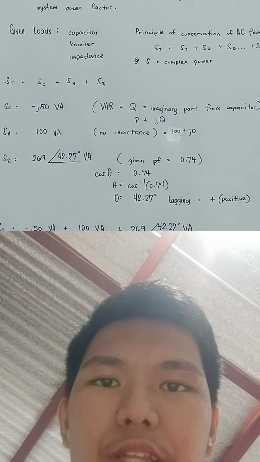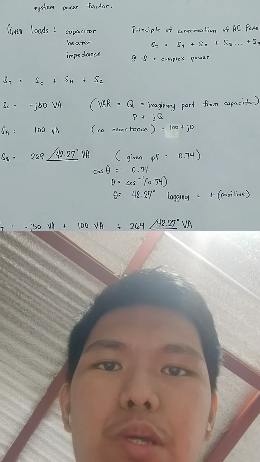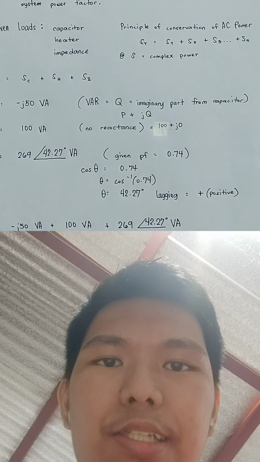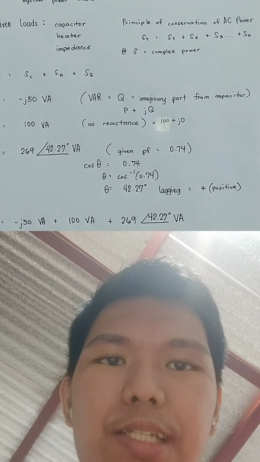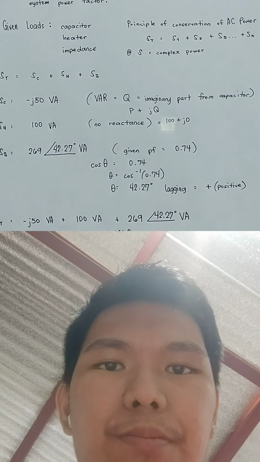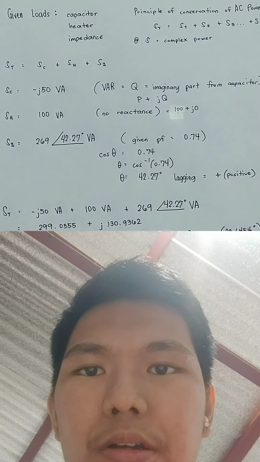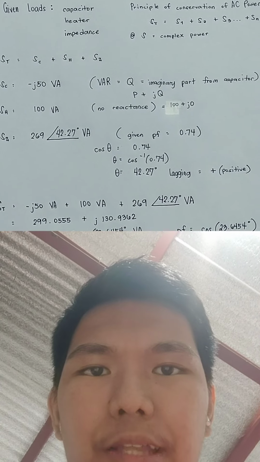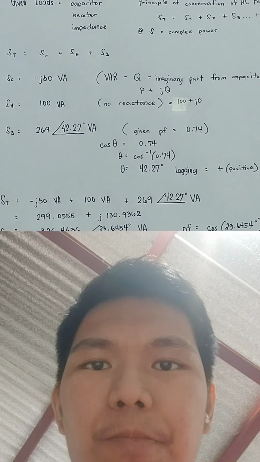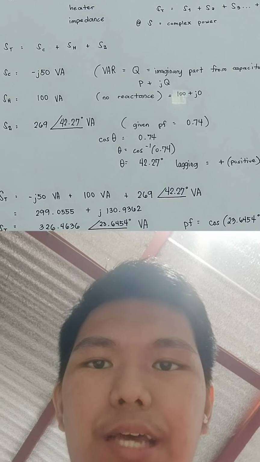As we can see, we have three given loads: the capacitor, the heater, and the impedance. In getting the power factor, first, we will use the principle of conservation of AC power. S_T equals S1 plus S2 plus S3 and so on, where S is the complex power. The S1 is the complex power for the capacitor, S2 the complex power for the heater, and S3 the complex power of the impedance.